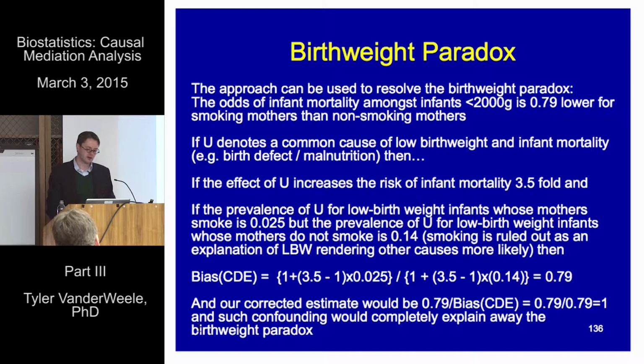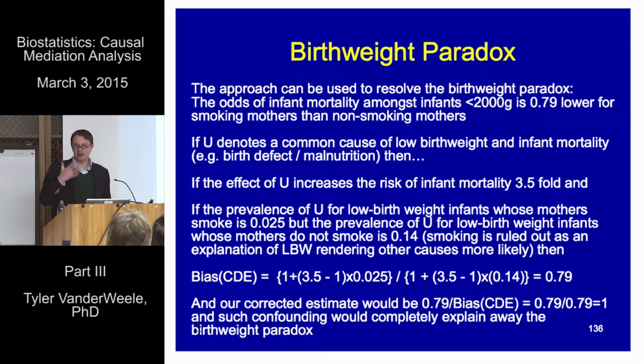As discussed at the beginning of the course, the odds of infant mortality amongst infants less than 2,000 grams is 0.79 times lower for smoking mothers than non-smoking mothers. So we get this paradoxical, seemingly protective effect. We thought maybe this is due to unmeasured mediator-outcome confounding. Maybe something like birth defect or malnutrition would affect both.